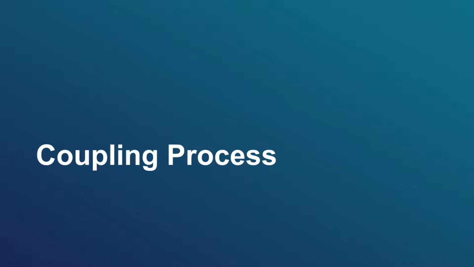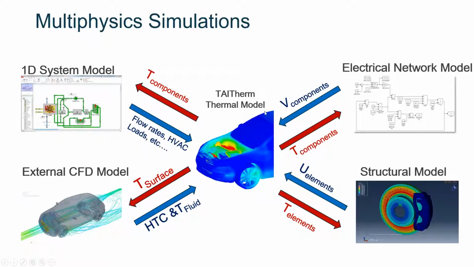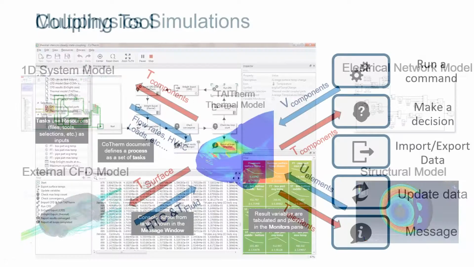Typically, for coupling TAITherm with other tools, we have different solutions. This usually arises when there is a need for multiphysics simulation, so adding some physics to your thermal simulation or adding thermal results to your simulation in a third-party tool. There are mechanisms to exchange data between TAITherm and other tools such as system tools, CFD tools, electrical network tools, or structural tools. TAI has developed a tool for this named CoTherm.